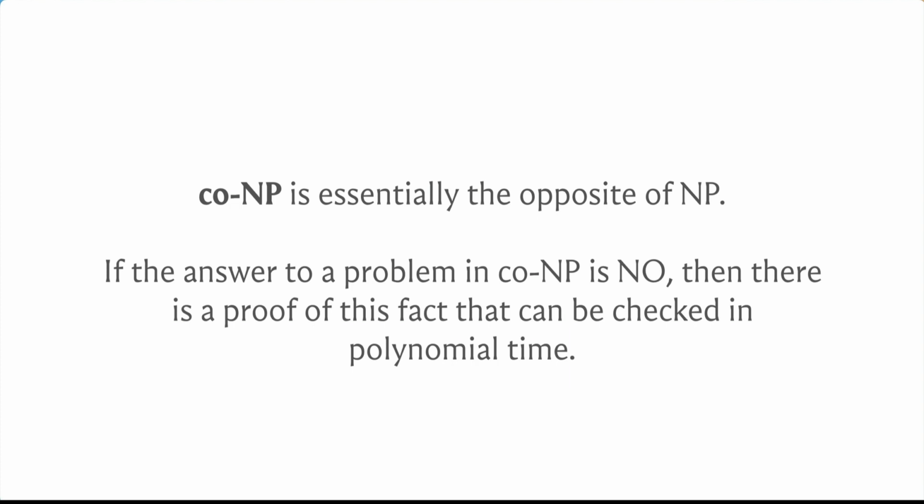So when I flipped around independent set, notice I said that the complement of independent set is the question of whether the input graph does not have an independent set of size k, which means that the no instances are the ones that do have independent sets of size k. So that's something that's easy to verify. So the no instances are easy to verify.